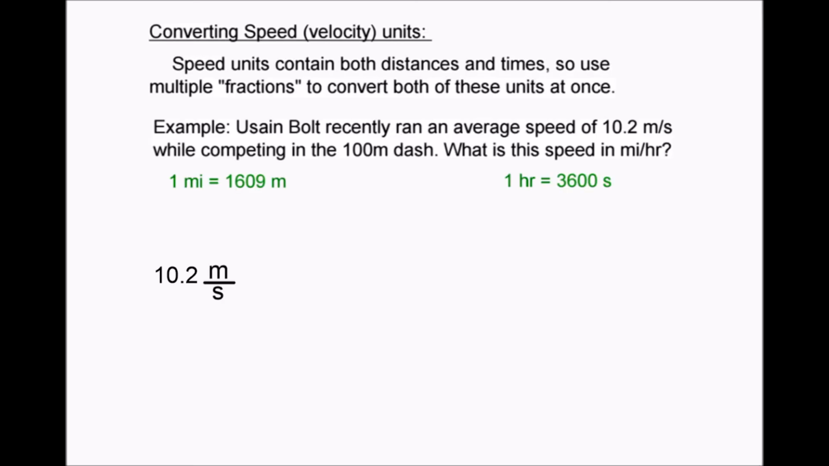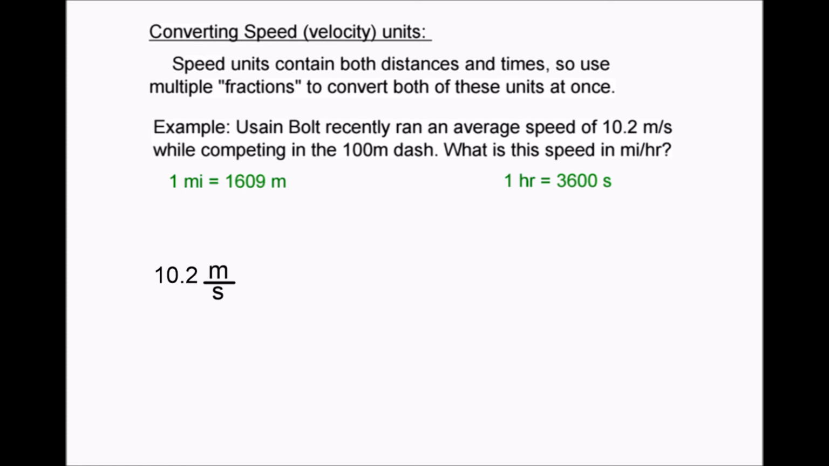Okay, in this final example, I'm going to show you how you will convert a more complex unit, particularly a speed or a velocity unit. Our two most common units of speed and velocity are meters per second and miles per hour, and this is a conversion that we do back and forth quite often. So this example will help you think through that. In the Olympics that just happened very recently, Usain Bolt ran the 100-meter dash with an average speed of 10.2 meters per second. You know, how fast is that in miles per hour?